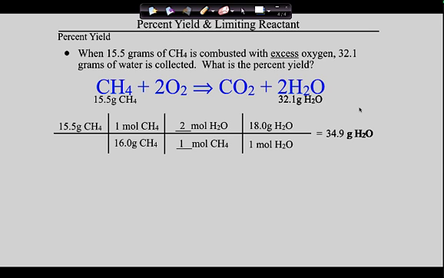So here's what we now know. We now know that if we put in 15.5 grams of CH4 and all the oxygen that we need, we can make 34.9 grams of water. But did we make 34.9 grams of water? No. How much did we make? 32.1 grams of water. We lost some water. So let's figure out not how much we lost, because that would be percent error. Let's figure out how much we captured.